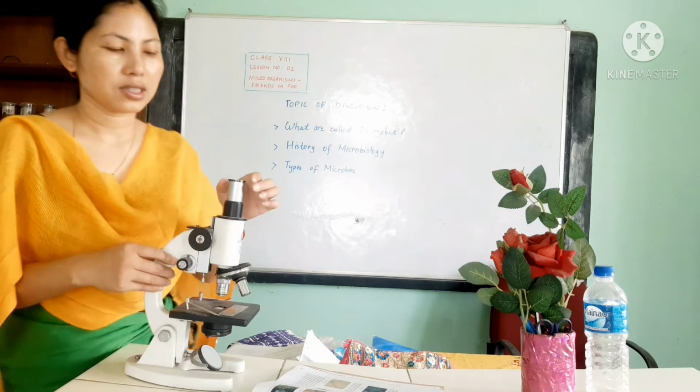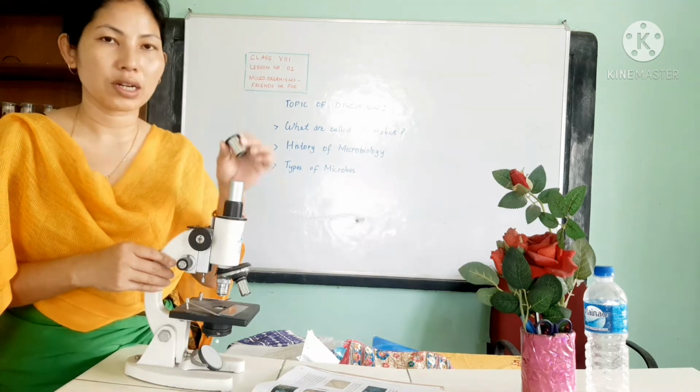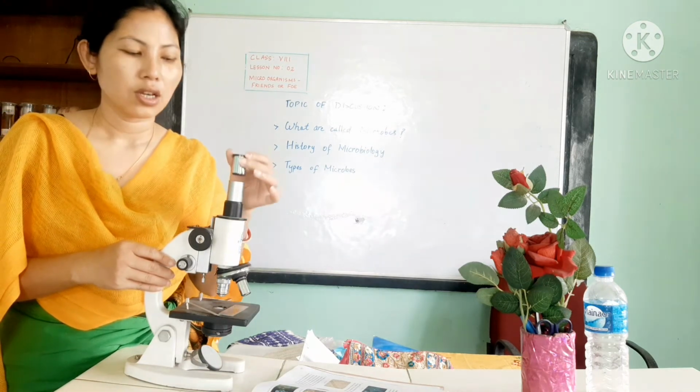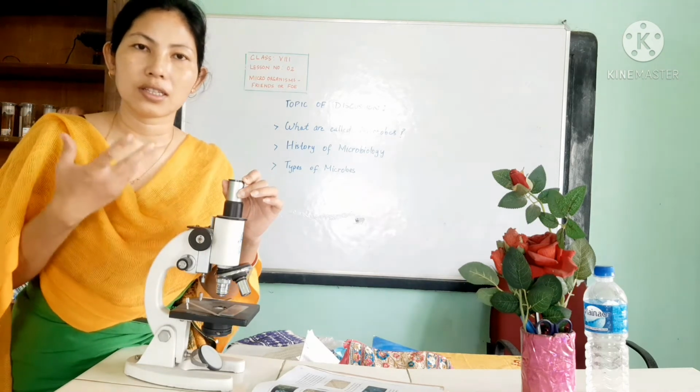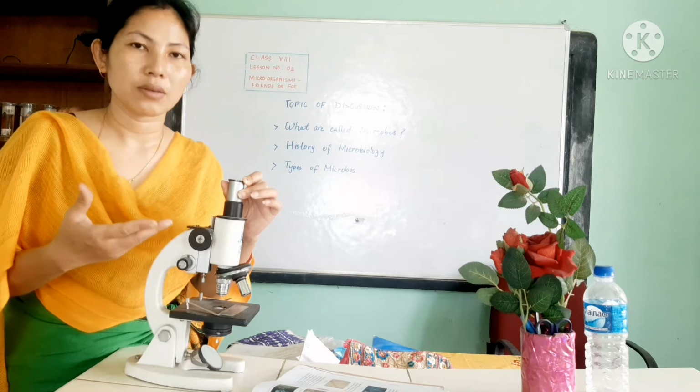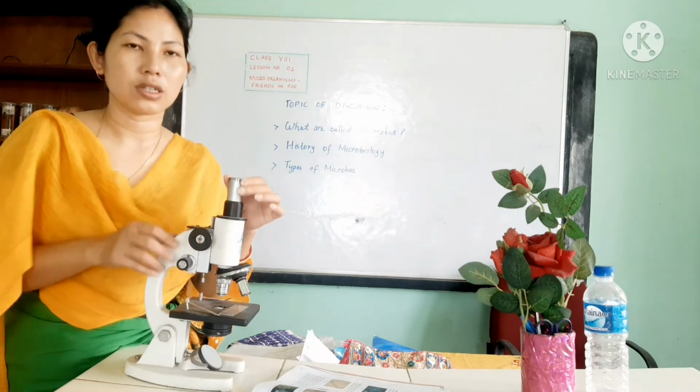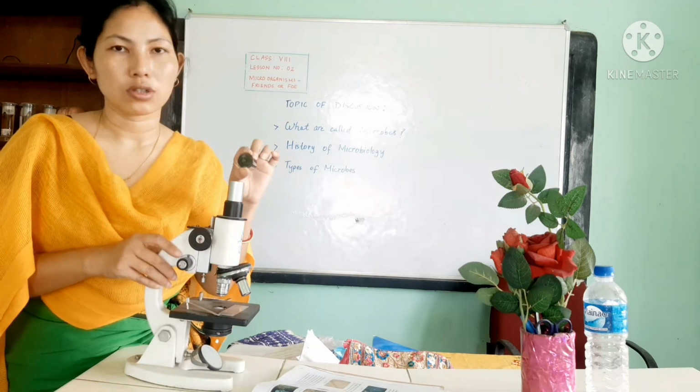First, this is the eyepiece. The eyepiece has got one lens of 10x resolution. 10x resolution means it can magnify the size of the image up to 10 times its actual size. So this microscope has got the resolution of 10x.